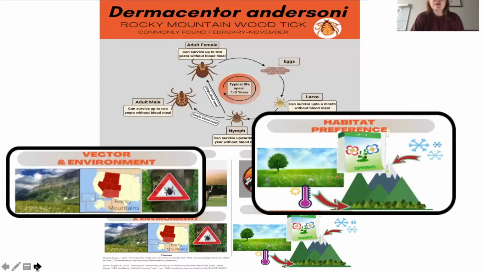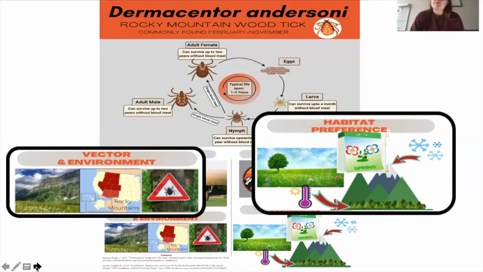All right, so as far as environment and habitat preference goes, we have previously stated they like the grassy areas such as that you can see all the way to the left. All these red states right there are the states that they have been found in, but it is most commonly found in Colorado. And then they are commonly found in wooded areas as well. As far as habitat preference goes, this tick does prefer warm spring days. They are most active during those days, but they are commonly found anywhere from February to November.